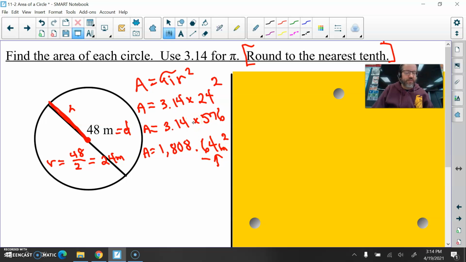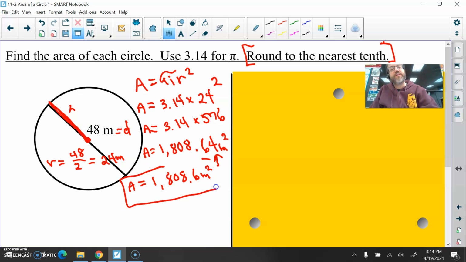I don't know what the little rhyme there is. But to the nearest 10th, this will be 1,808.6 square meters. Okay? So if you were working on the assignment and you thought you were looking for 1808.64 and you didn't see it, well, check your directions. Did it say to round to the nearest 10th? That's the one you want then, 1,808.6 square meters.